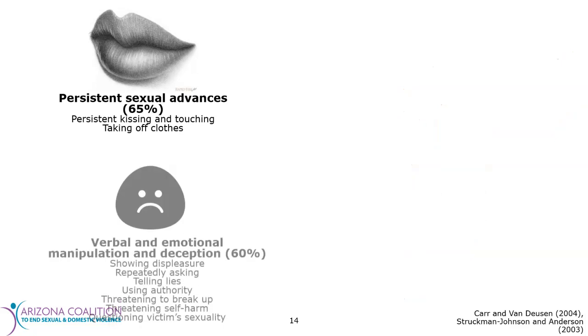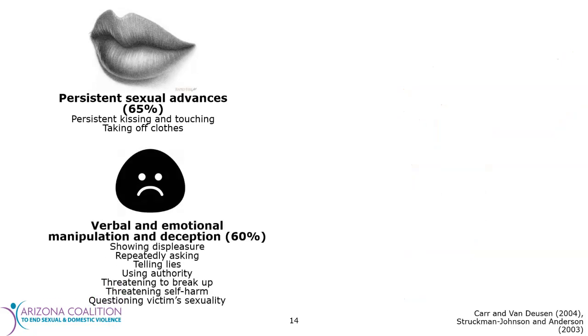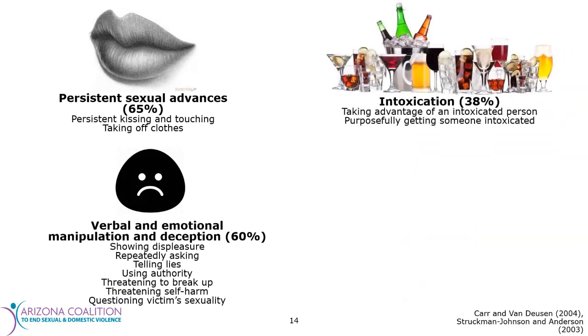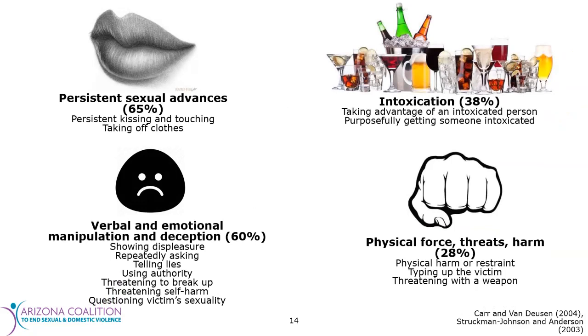And these are the different breakdowns of how sexual coercion is used. We have persistent sexual advances, verbal and emotional abuse and deception, intoxication, and physical threats, harm, or force. And we have to think about when it comes to sexual violence, most people think of rape as this extremely aggressive act that happens at knife point. But most times that's not the case. It usually involves manipulation, deception, or continuing sexual advances without someone's consent.